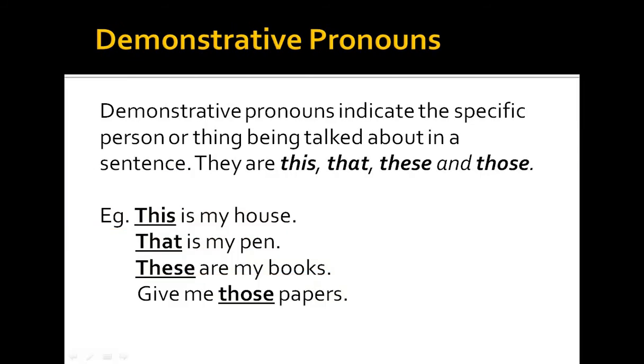Demonstrative pronouns. Demonstrative pronouns indicate the specific person or thing being talked about in a sentence. They are this, that, these, and those. This is my house. I am pointing to a house and saying that not that, not anywhere else, but that house, the one I am pointing at. This is my house. That is my pen. These are my books. Give me those papers.